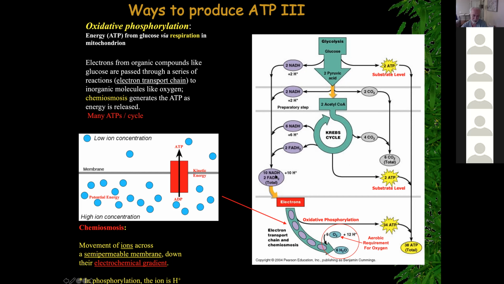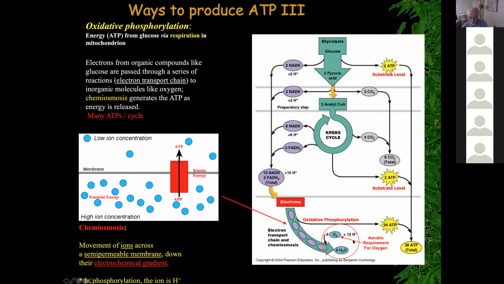Now, all of these electrons and protons enter the electron transport chain. And we'll take a closer look at this in a little bit. But this is oxidative phosphorylation yielding a total of 34 ATPs. So we end up then with a total of 38: 34 from oxidative phosphorylation and 4 more from substrate level phosphorylations.